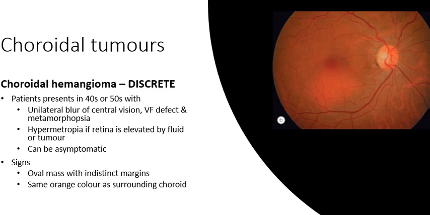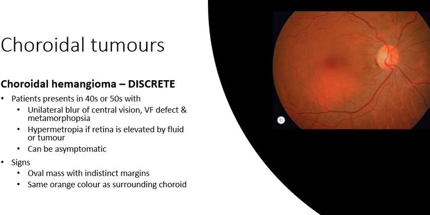So let's take a look at choroidal tumours now. We've already talked about choroidal nevi, and we've talked about choroidal melanomas. So in this section, I'm going to tell you about hemangiomas, melanocytomas, and metastatic tumours. So we'll start with these choroidal hemangiomas. These are vascular hemangiomas, we call them, and they're present in two distinct forms. They can be either a discrete or a diffuse form.